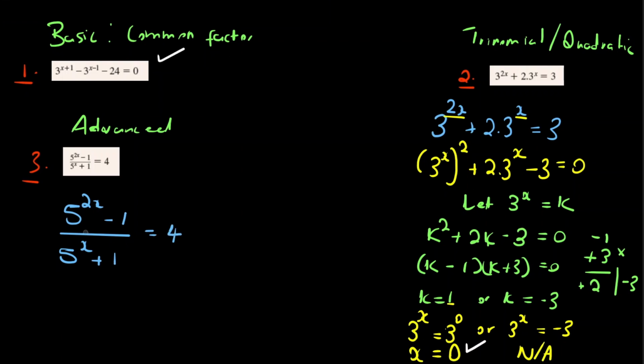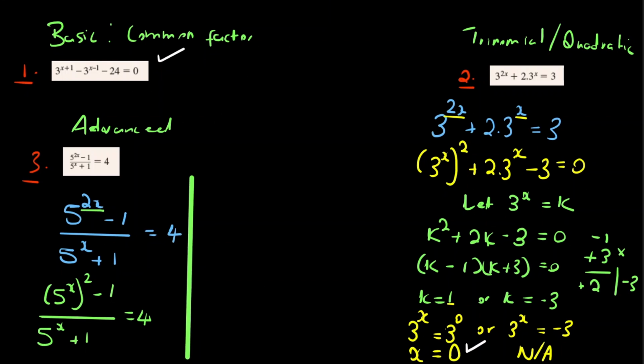So what we have here, we have 5 to the power of x minus 1. At the bottom we have 5 to the power of x plus 1. So if you look closely, we have 2x at the top. So let's rewrite this so that it looks a bit different. You can say 5 to the power of x, squared, minus 1, over 5 to the power of x plus 1, is equal to 4. So let's move our workings so we're able to visually see what we're doing.